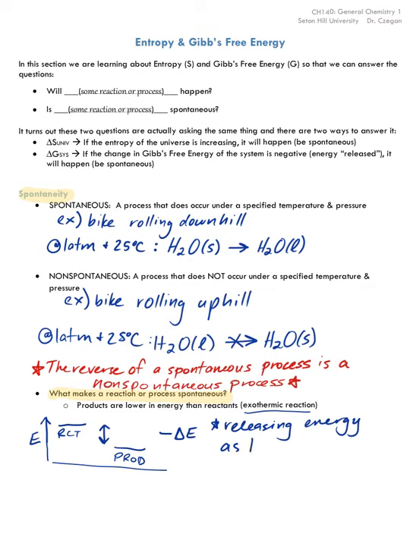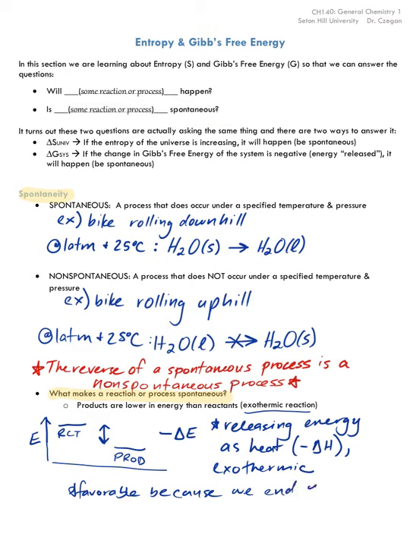And if this energy is released as heat, then it would have a negative delta H. It would be exothermic. And this is just a favorable process because we end up with a lower energy configuration. So it's favorable because we end up lower in energy, and that means a more stable configuration for matter. So one thing that can lead towards a spontaneous process is an exothermic reaction.